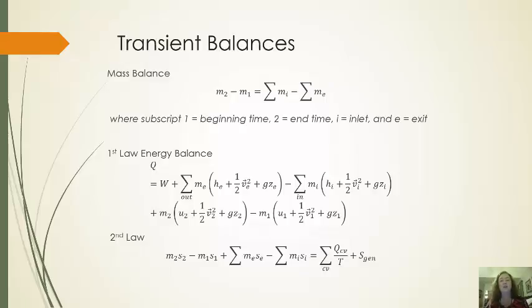The second law says, well, the total change in entropy is the entropy at the end minus the beginning, plus what left minus what came in, so exit minus inlet, and that's equal to the heat transfer over T, and again, plus this entropy generated.